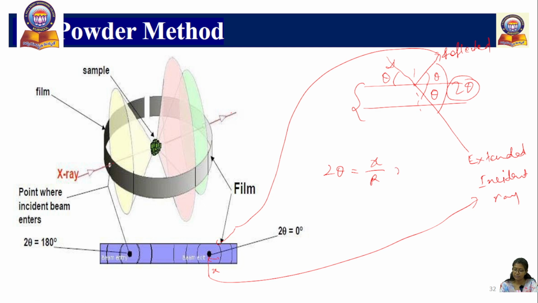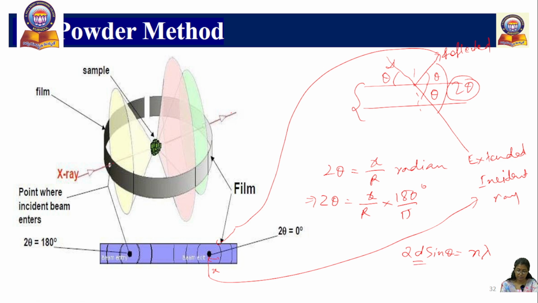What is the unit of this theta? This is in radians, because we are taking the ratio of the arc length and radius, right? How are we going to find this in degrees? How do we convert radians to degrees? We just multiply by 180 degrees by pi. So like that we are going to find the value of theta. Once we find the value of theta, we can substitute in 2d sin theta equals n lambda. Lambda is known. We can find the value of d.